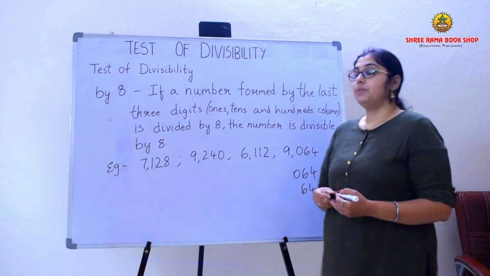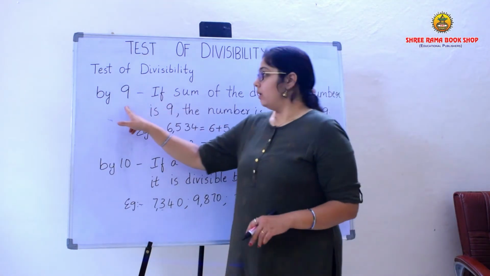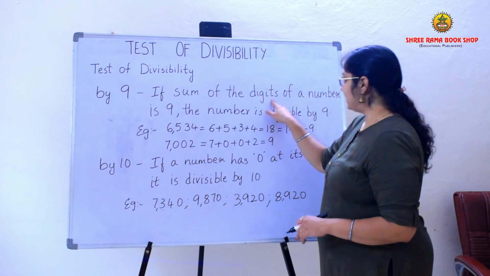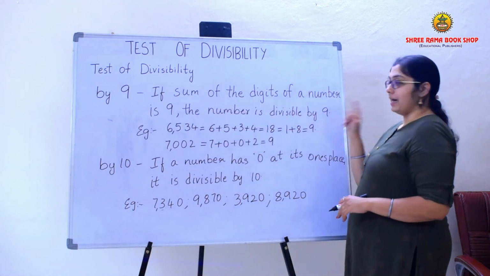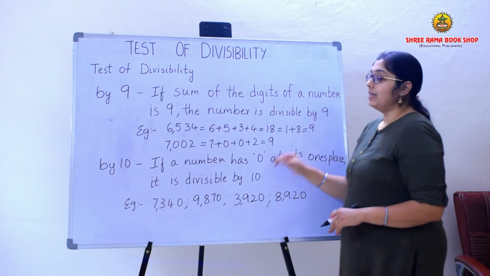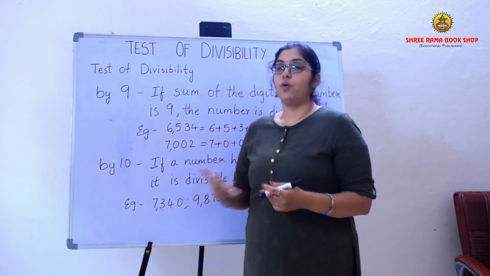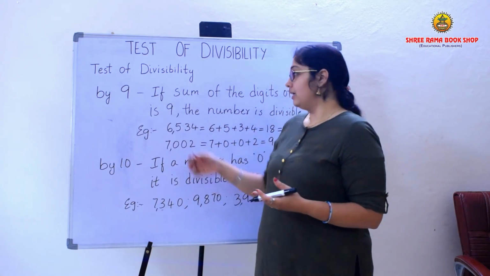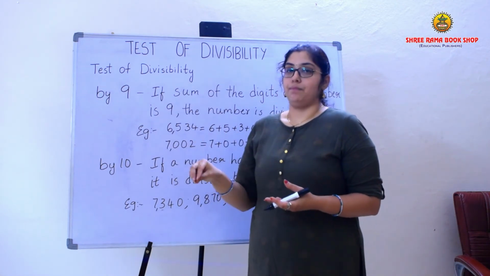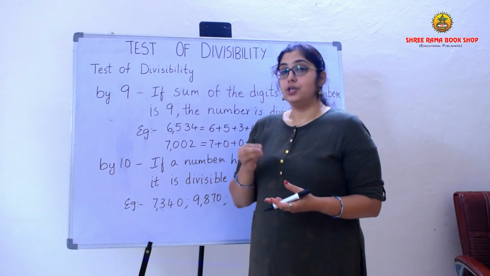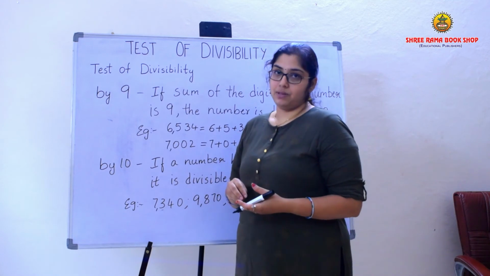Now we will learn the divisibility rule of 9. If the sum of the digits of a number is 9, the number is divisible by 9. What it is saying is, any number will have 1, 2, 3, 4, 5 digits or any number of digits in it. If you add all the digits of the number, then the sum after adding should be 9. Then we can say that number is divisible by 9.